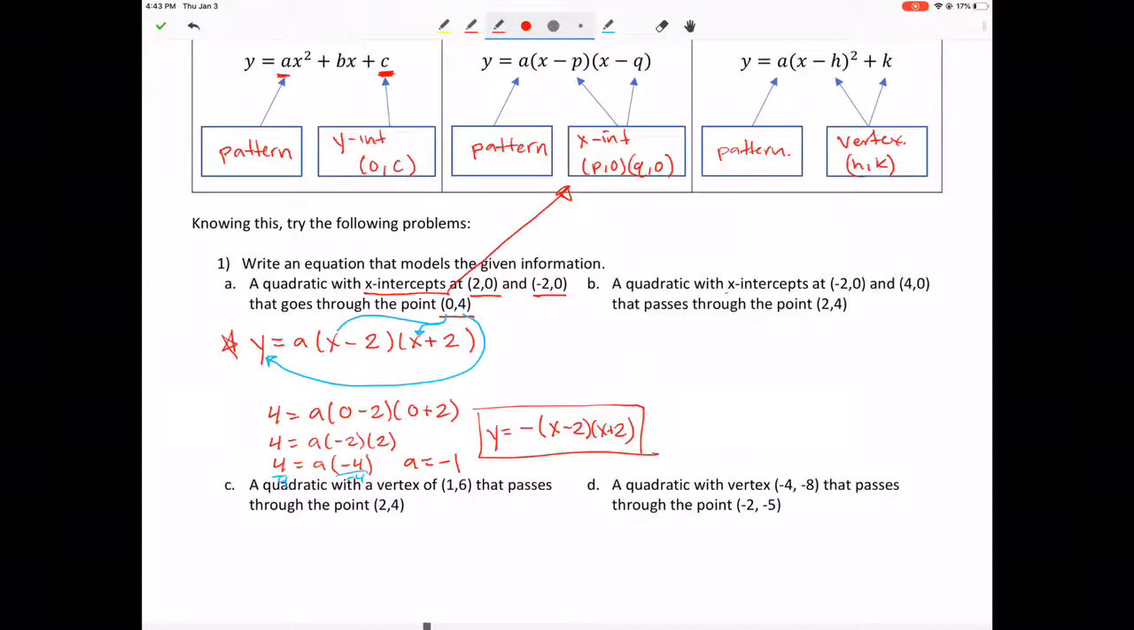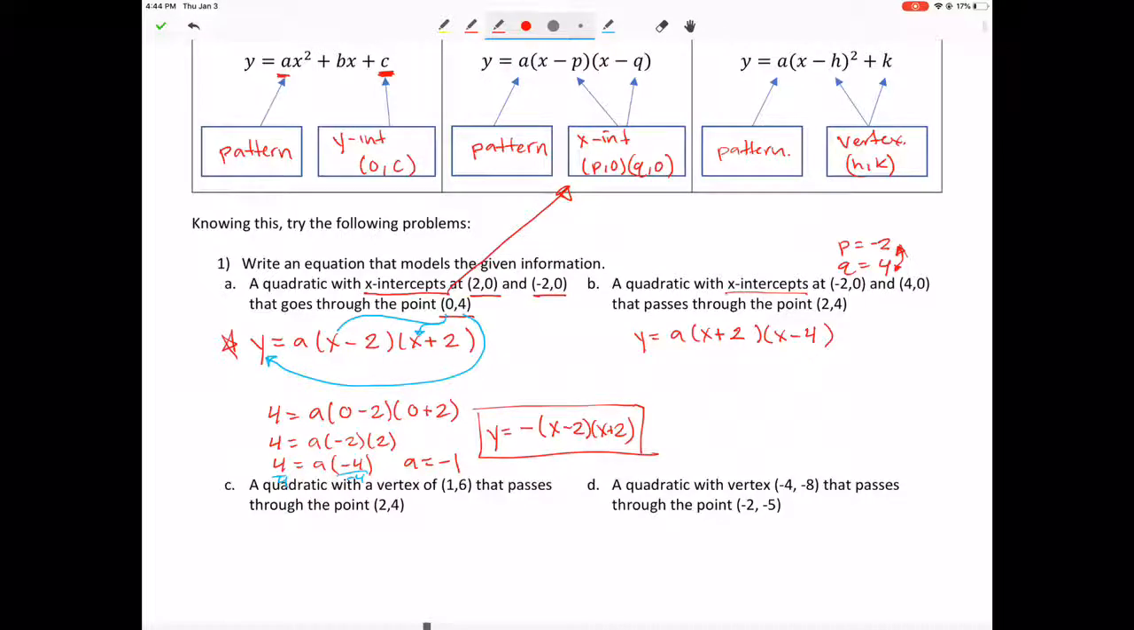Equation with x-intercepts. So we're going to do basically the exact same thing. We just have different numbers. So we'll write this as y equals A times (x minus P) times (x minus Q). P is -2 and Q is 4. You can switch those. Those don't matter. It doesn't matter which one they go with. Okay. Then you plug those in. That ends up giving us a +2 and -4.